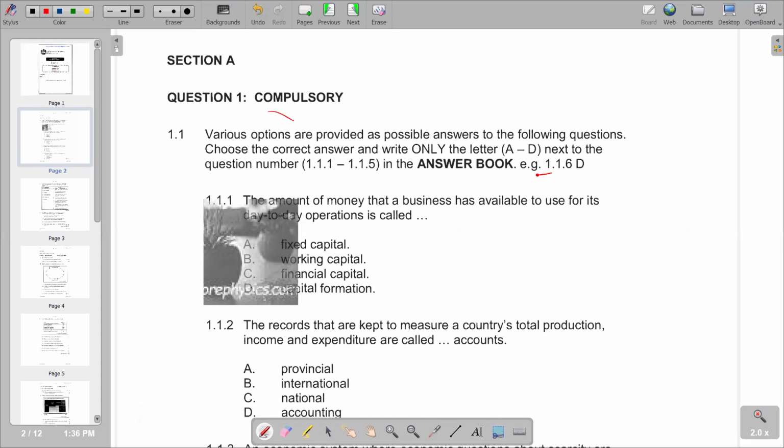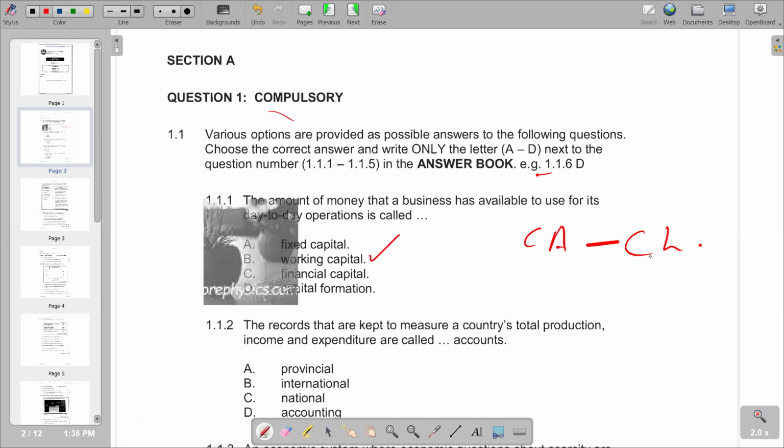Then our first part is: the amount of money that a business has available to use for its capital. The options are working capital, financial capital, and capital formation. And you see that the correct response that we have there is working capital. Remember, working capital can be calculated from financial statements by taking your current assets and then you subtract your current liabilities. So this is just general working that you can use in terms of calculating working capital.